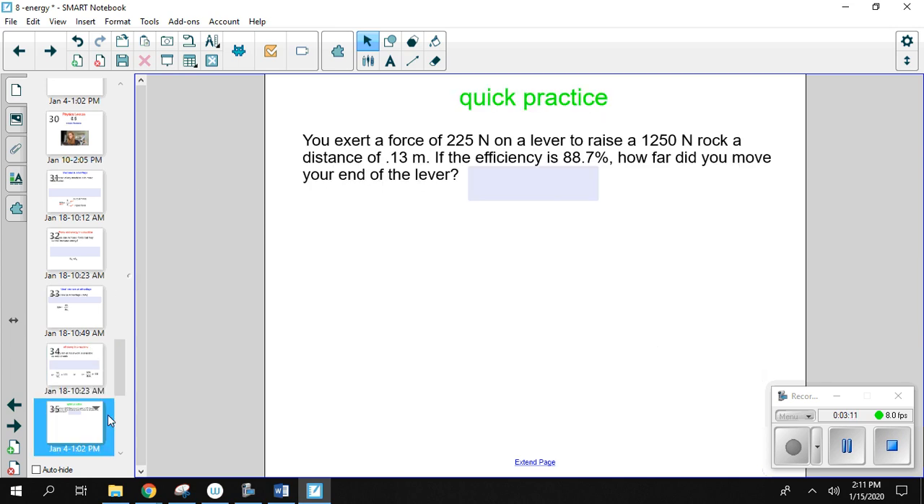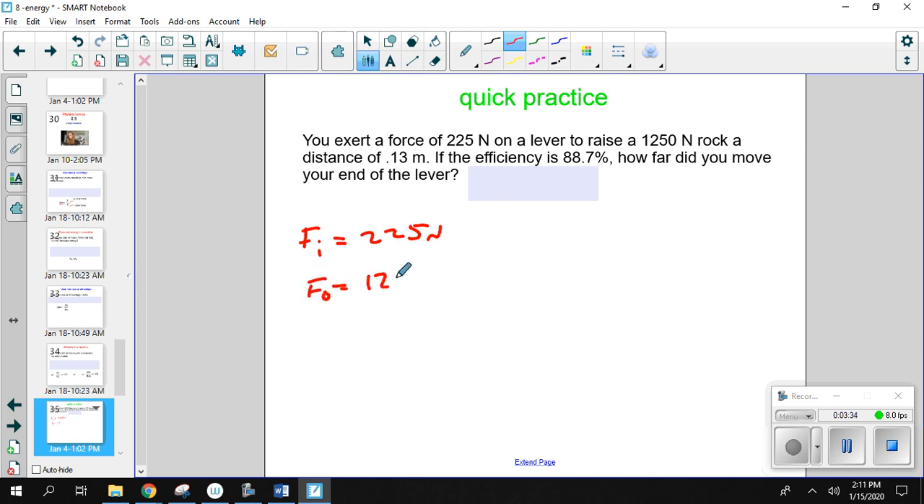So let's say for some reason you're trying to lift a really big rock using a lever. We are putting in an effort force, so our force input should equal 225 newtons, and our output is 1,250 newtons. Holy cow, that's a big rock. We're going to lift this a distance of 0.13 meters. We'll call this delta y because if I'm picturing this as a rock, and this is our lever, and we have some kind of fulcrum right here, I'm picturing the rock going up a distance of 0.13 meters. That's why I have the delta y there. Efficiency-wise, not horribly inefficient, 88.7%.